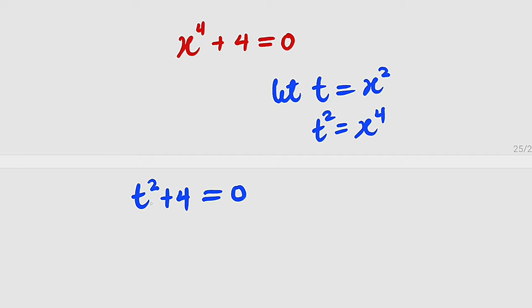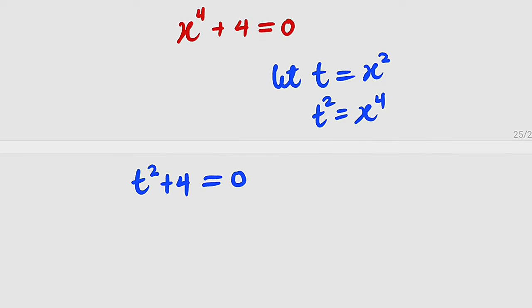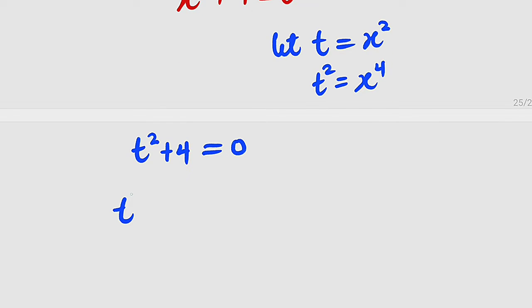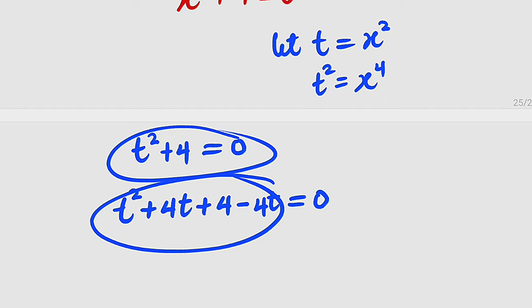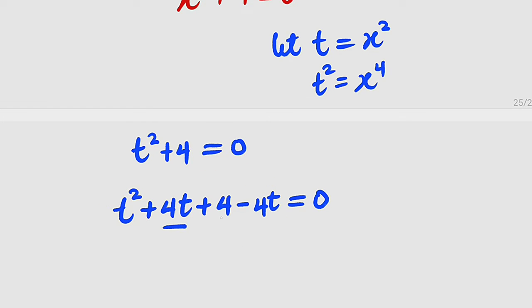The question is, how can we make this a complete square? We can do that by adding 4t. So we have t squared plus 4t plus 4. But since we do not have this term initially, I can subtract it here, minus 4t. The whole of this equal to 0. This and this mean the same thing because we have added 4t and subtracted 4t.